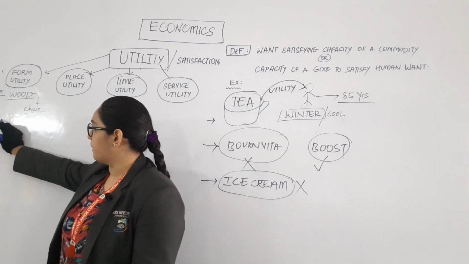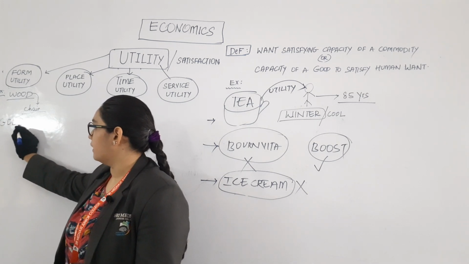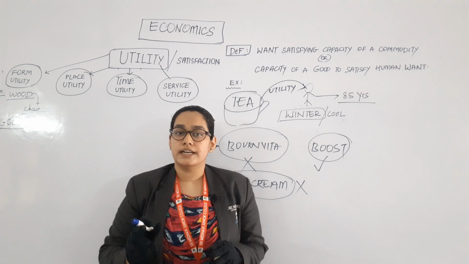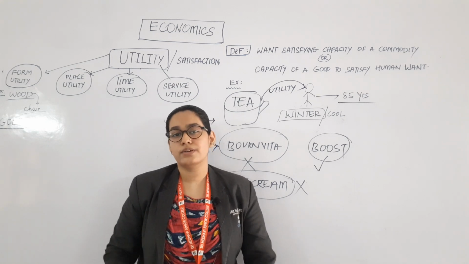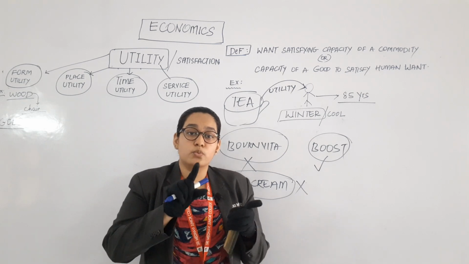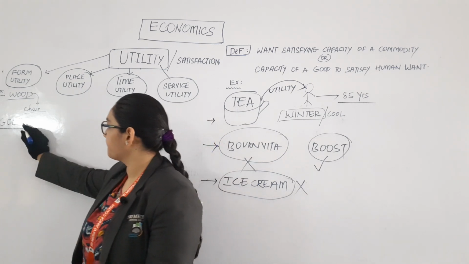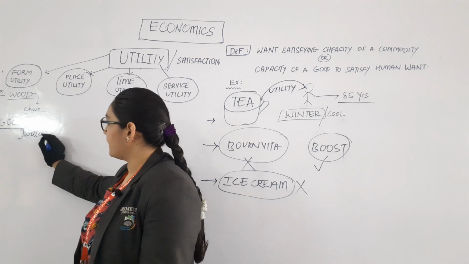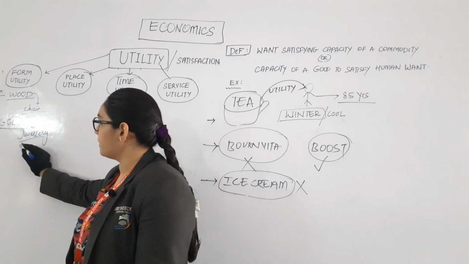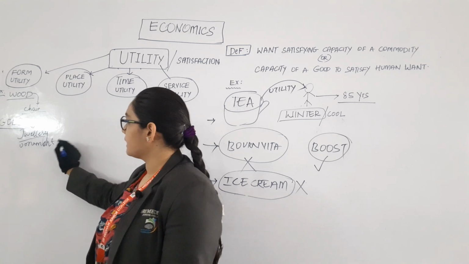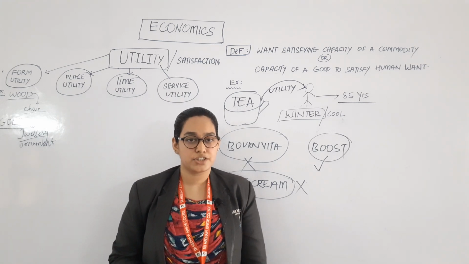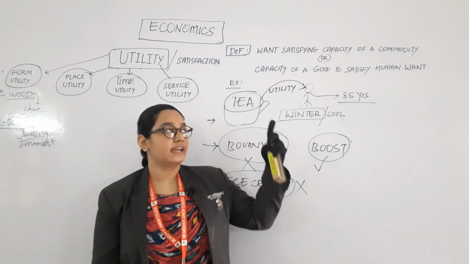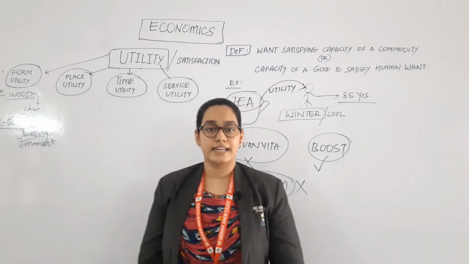Let us go to one more example. Gold. If I just give gold to some person or to a customer, then is he going to get any satisfaction? No. If I convert the gold into jewelry or any ornament, then the customer is going to get the satisfaction from that. Again, I have changed the shape of the commodity. For what? In order to get the utility, in order to get the satisfaction.